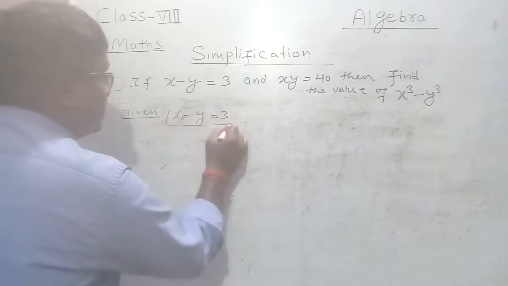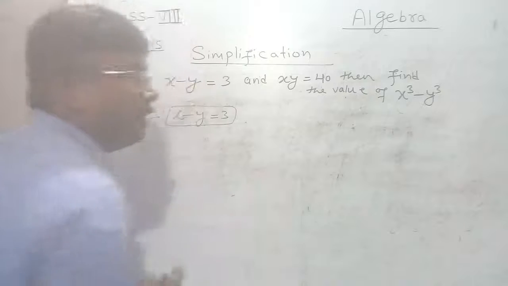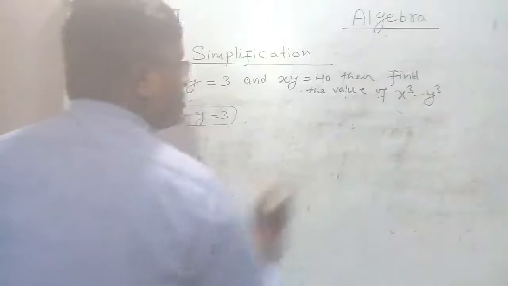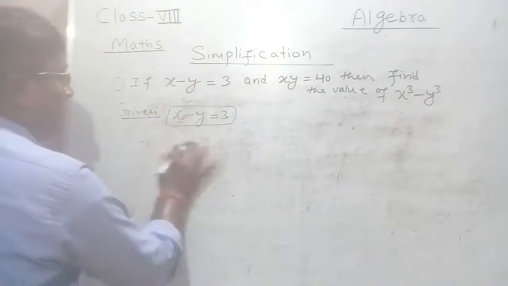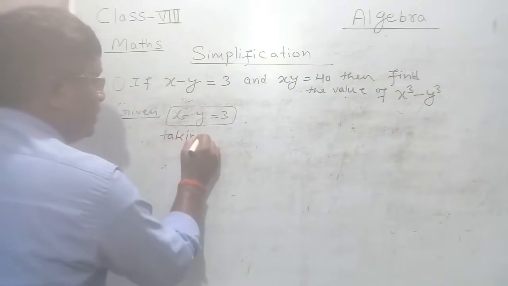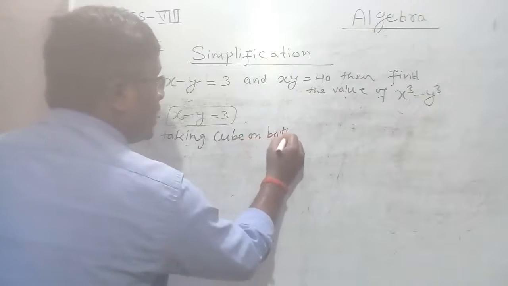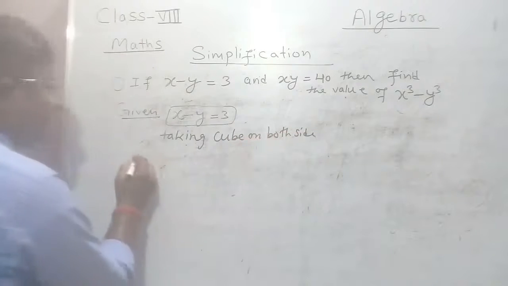This is the most important thing. Okay, given thing. Now, the value we are going to find is in power 3. So what we'll do is take cube on both sides.